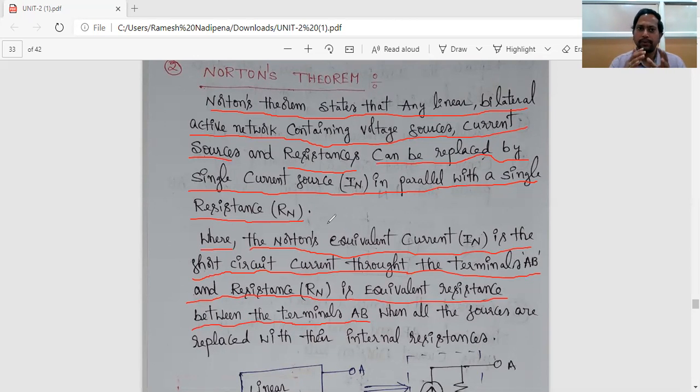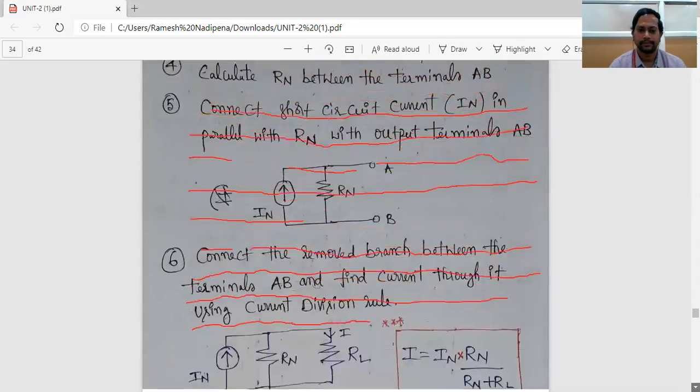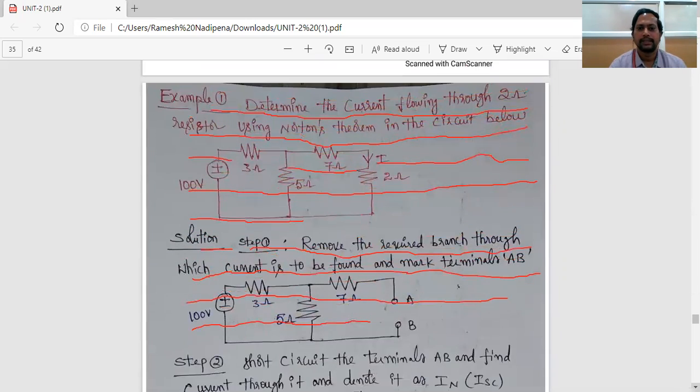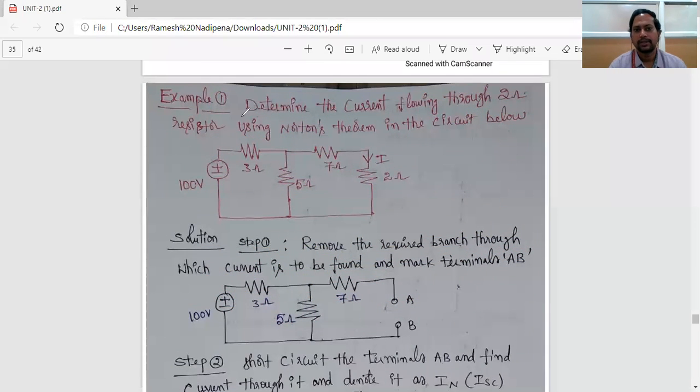I'll explain the procedure of Norton's theorem through a numerical. Let us move on to the procedure. So this is the numerical. The question is: determine the current flowing through the 2 ohm resistor using Norton's theorem in the circuit below. Right? This is the circuit diagram. The question is to find the current passing through the 2 ohm resistor.